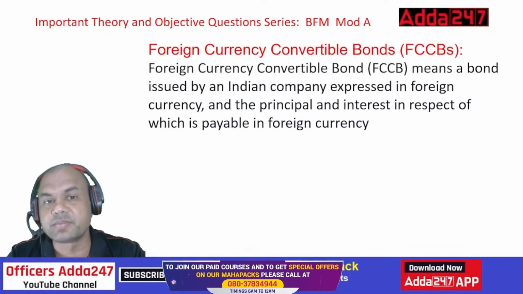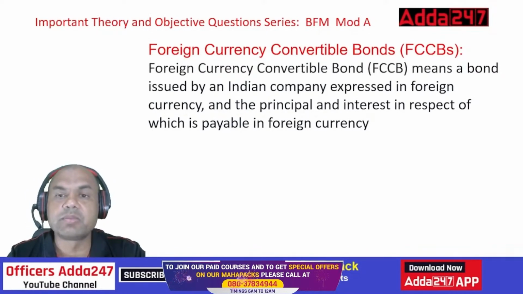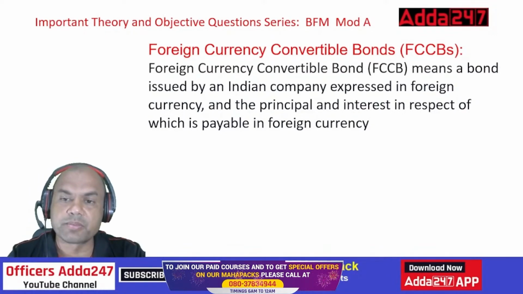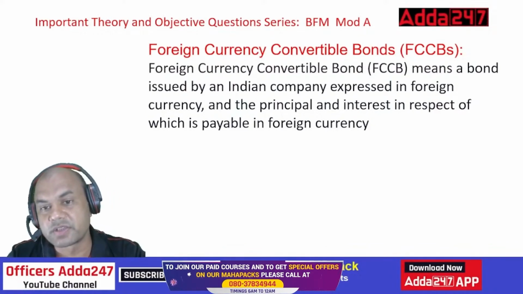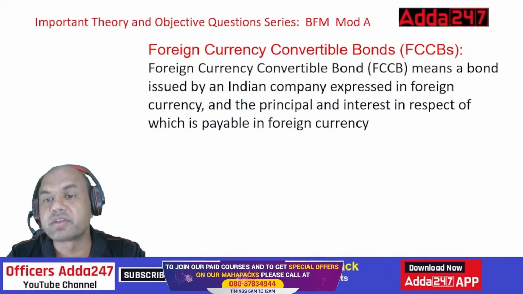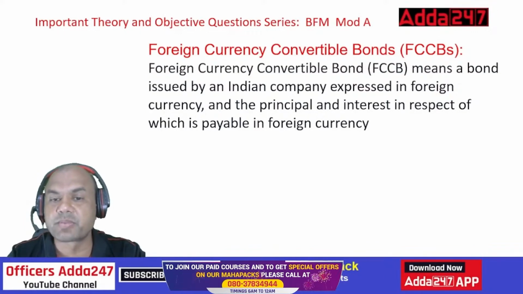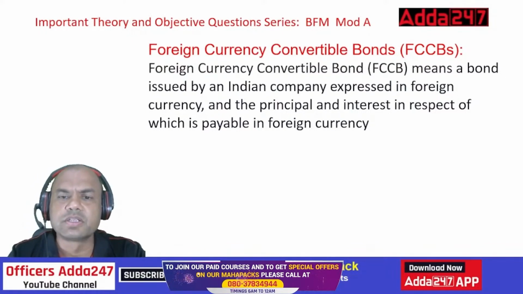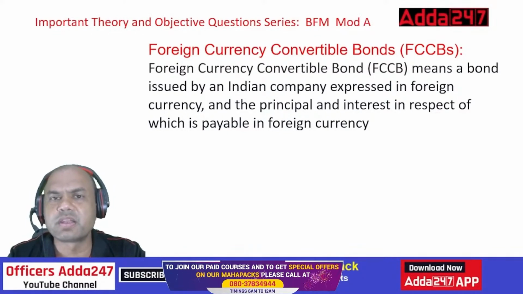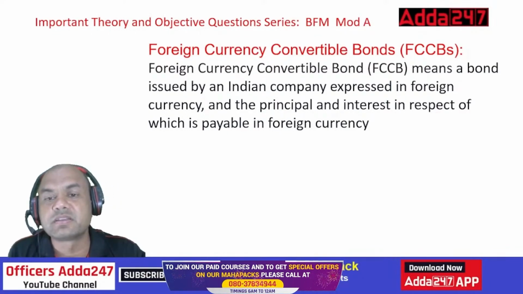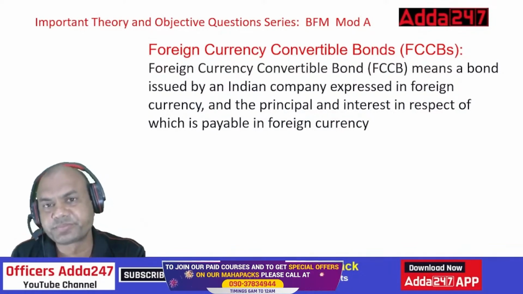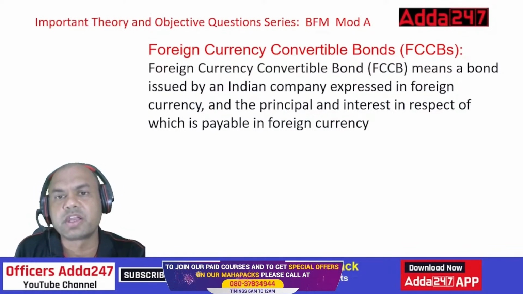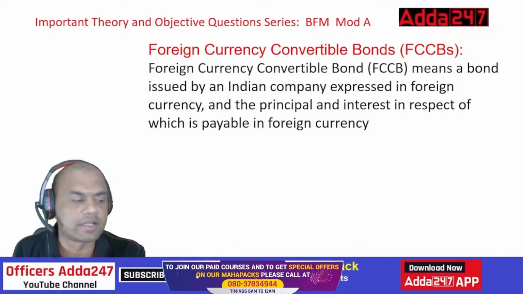Now, foreign currency convertible bonds. What is FCCB? What do you mean by convertible? A foreign currency convertible bond means a bond issued by an Indian company expressed in foreign currency, and the principal and interest in respect of which is payable in foreign currency. Now you say then this is a normal bond. Even for any bond which I issue, suppose I issue that bond in dollars, you'll say what's the difference then between a normal bond and an FCCB? Even if I issue a normal bond, it will be paid in dollars only, principal and interest, right?